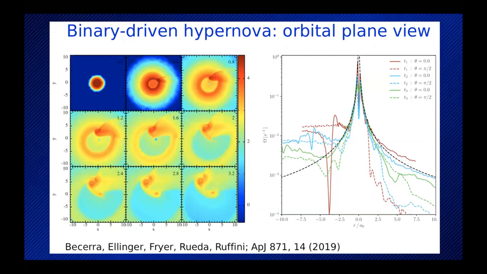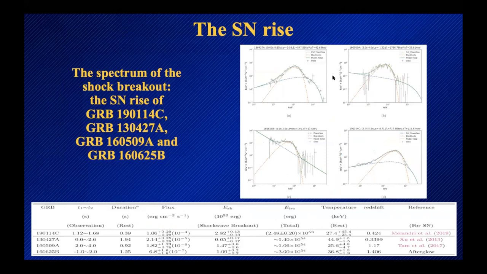But let's go a moment to new results which I want to present. The binary-driven hypernovae, when they are looked at from the top, you can see that the key quantity to be observed is the supernova. And this is a beautiful picture of our simulation of the supernova after a fraction of a second in our simulation. And here we go with the first big result: thanks to the fact that these four GRBs are seen from the top, not in the plane of the orbit, we have detected for the first time in four of them the supernova emission. This is the spectrum. These are the energy.